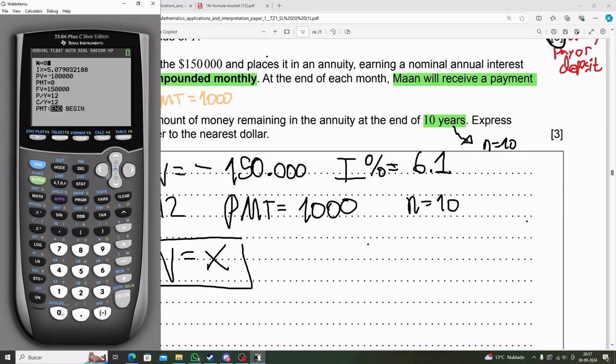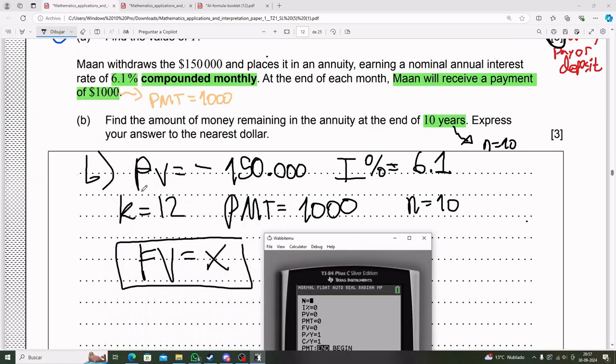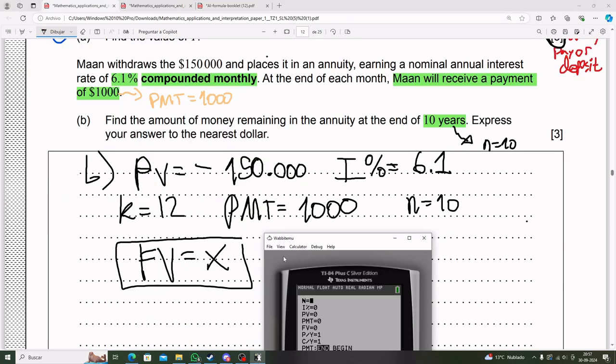Actually, let me put, I like to do this, it's a personal thing. Put 0 on everything. Just to like, well, I think here you have to put 1. Just to start from fresh. So starting from fresh, big N has to be K times N, because we are employing the strategy up here, which is basically just this. Big N has to equal K times N. PY equals CY equals K. So big N has to be 12 times 10. This 12 times that 10.